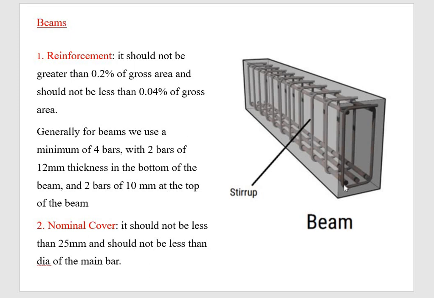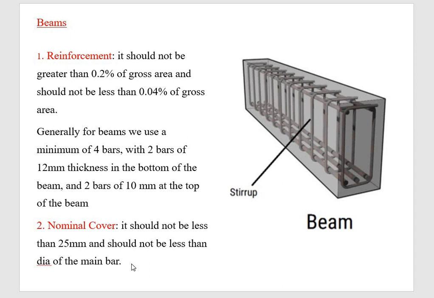Okay, so 2 bars will be main bars. These are called main bars. So 2 main bars of 12 mm are provided at the bottom. Then again 2 bars of 10 mm at the top of the beam. So this is how these minimum 4 bars are distributed, and they are saying for the bottom it should be 12 mm and for the top it should be 10 mm.